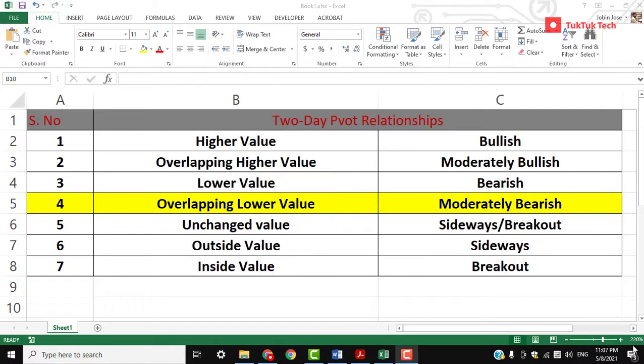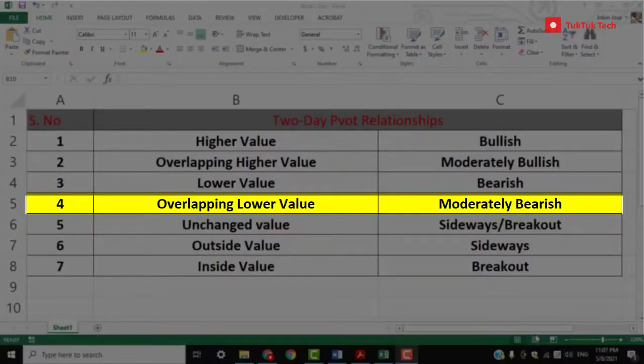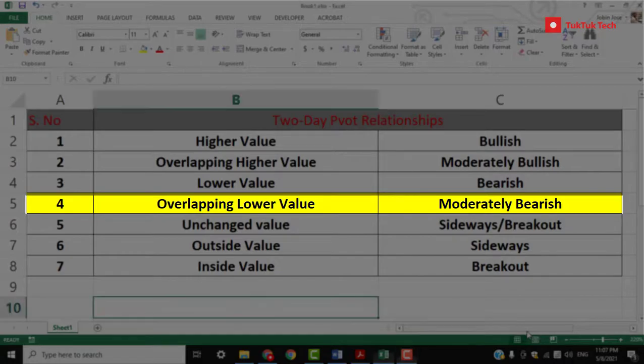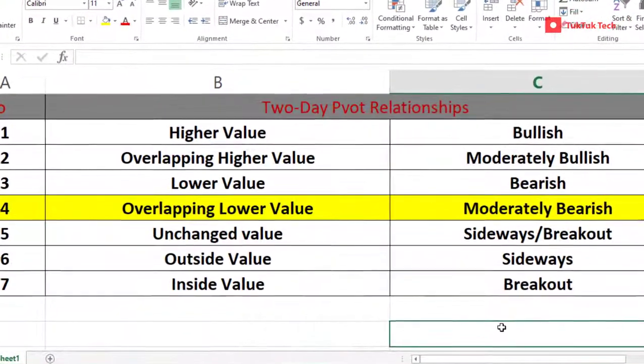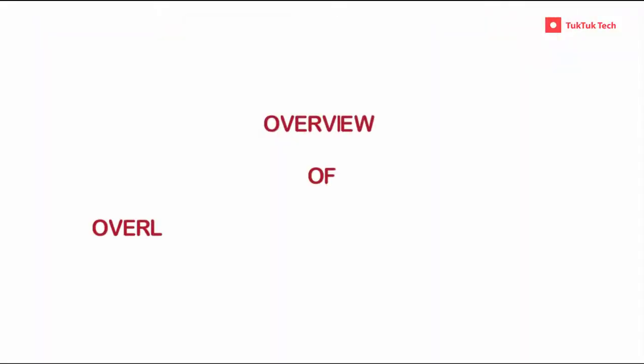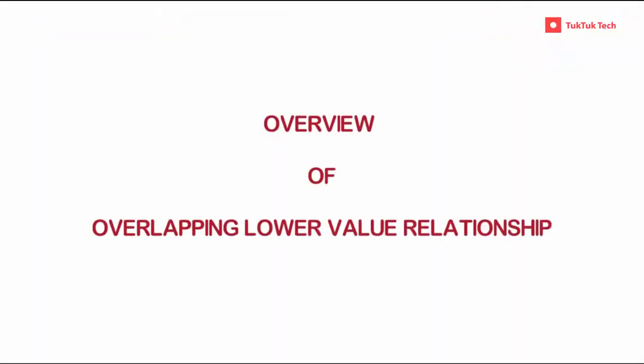Today, we will be looking at the overlapping lower value relationship. This is the fourth type of CPR relationship. Overview of overlapping lower value relationship.